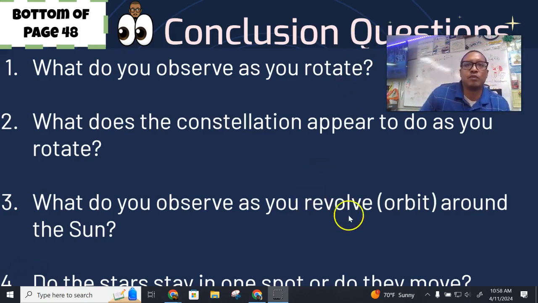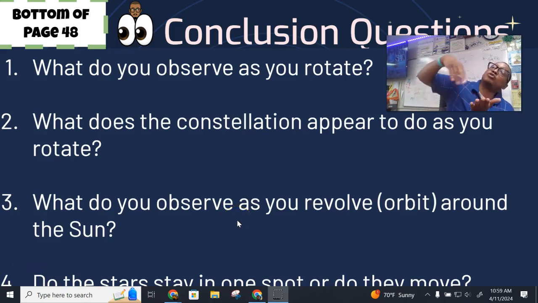What do you observe as you revolve or orbit around the sun? You become further or closer to different constellations. So we're moving, becoming closer or further away from different sets of stars, and those sets of stars we call constellations. Do the stars stay in one spot, or do they move?